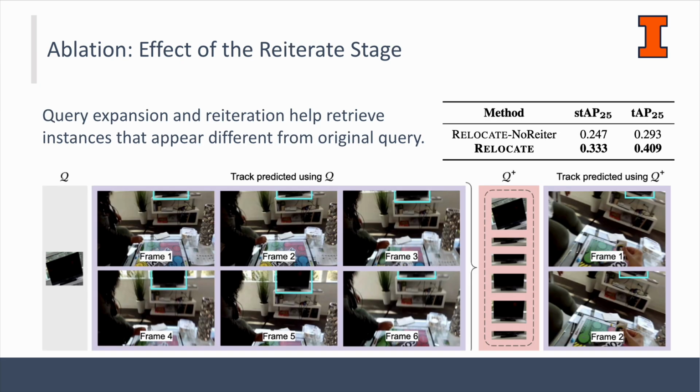This slide highlights the impact of query expansion and reiteration, which significantly boosts performance. Relying solely on the initial query can miss the last appearance due to occlusion, viewpoint changes, or partial visibility. By generating new queries from earlier matches and repeating the pipeline, we improve retrieval of these challenging final instances.